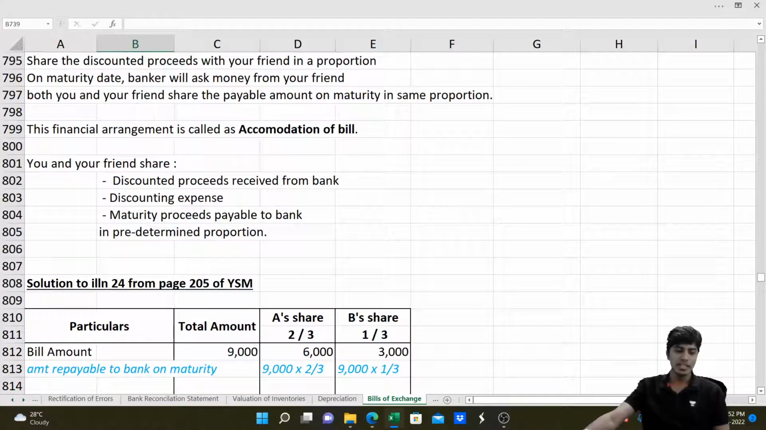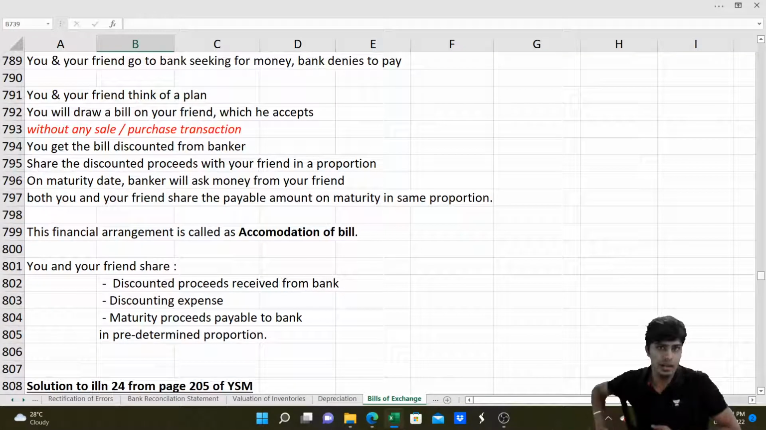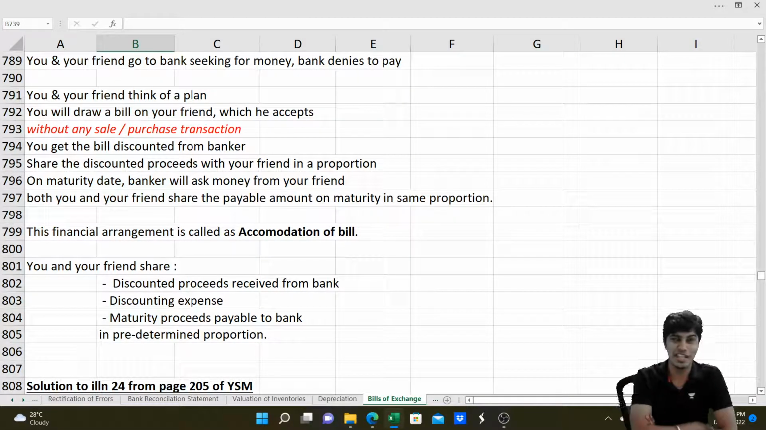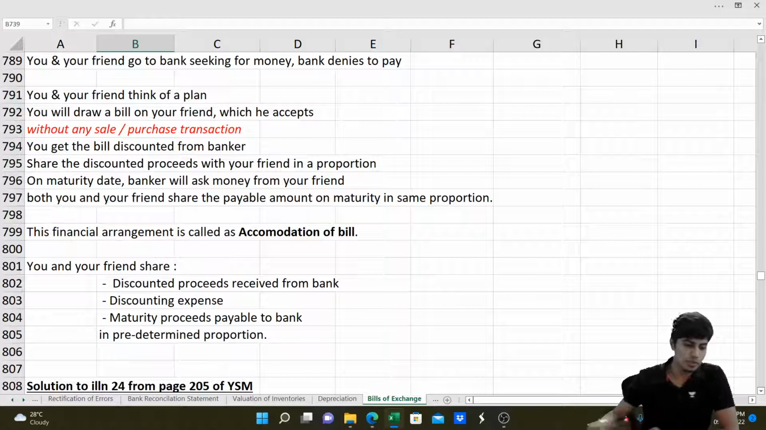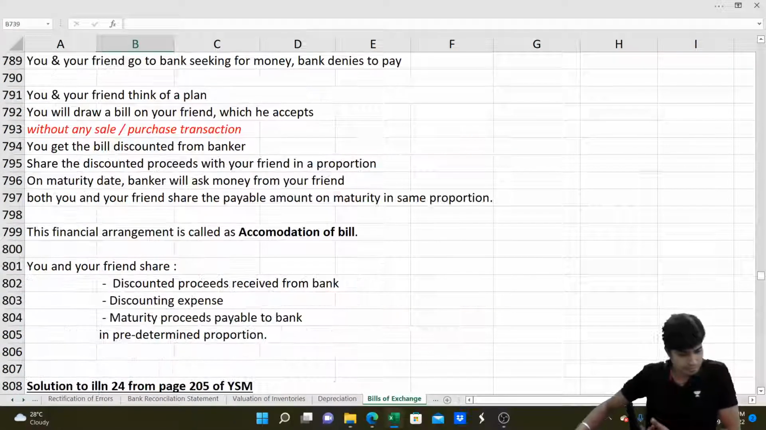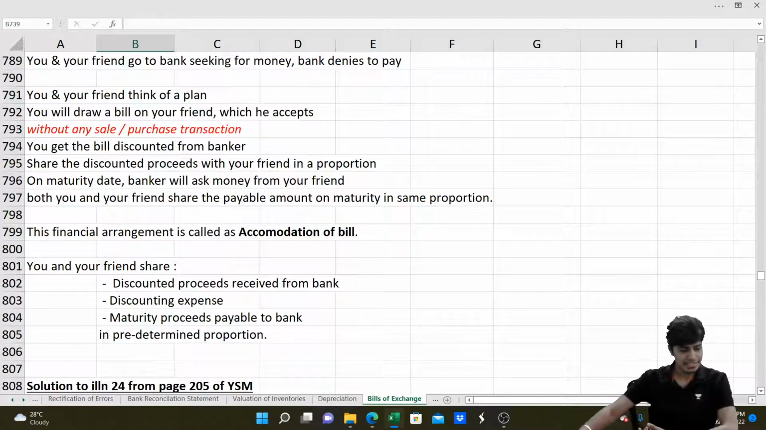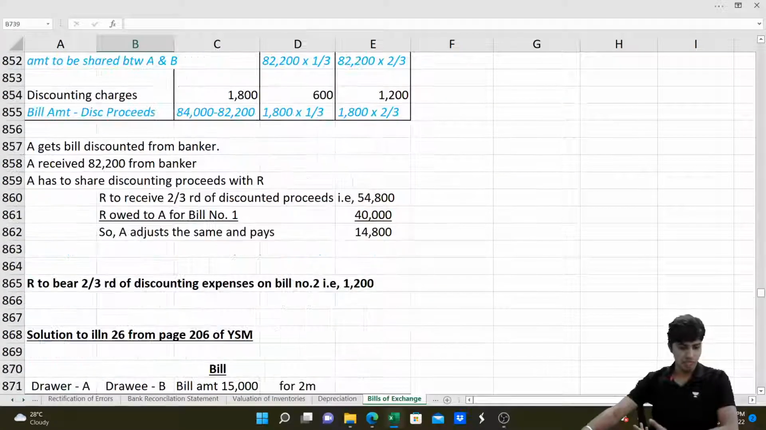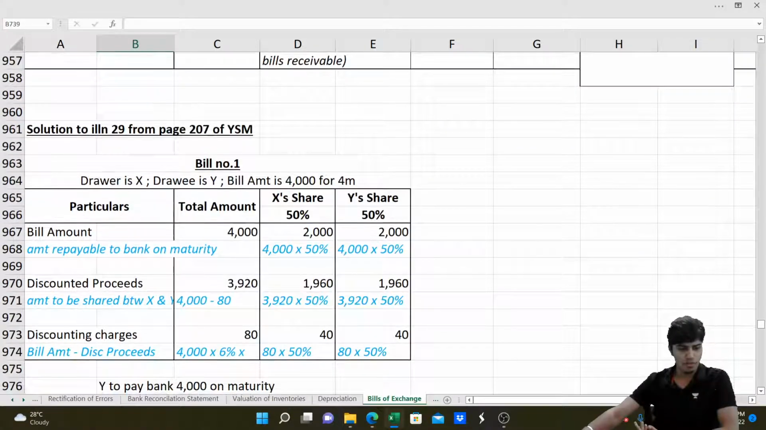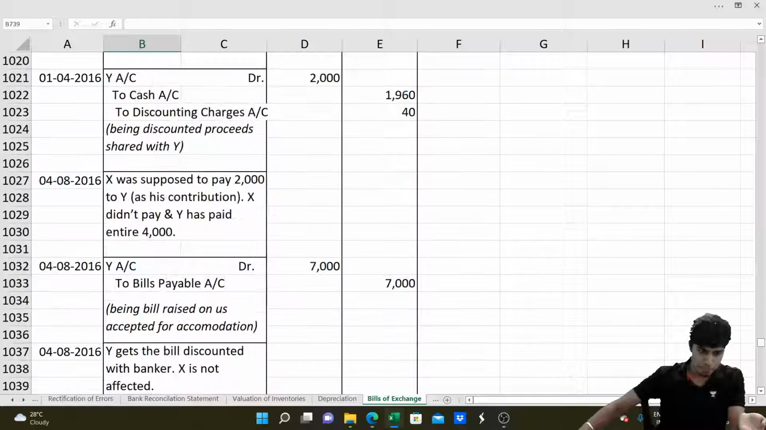The problem becomes interesting when the money is not paid by one of the persons on the maturity date and the bill is dishonored. Banker goes back to the original person and the original person has to pay money. A very interesting thing that you guys can definitely try and do problems on. Please solve a few problems on this accommodation of bill. I've covered a few in the fast track revision also in the past, which you can access and see. And by that we could say that we have successfully completed the topic of bills of exchange. In fact, this is the most tricky part of the chapter.